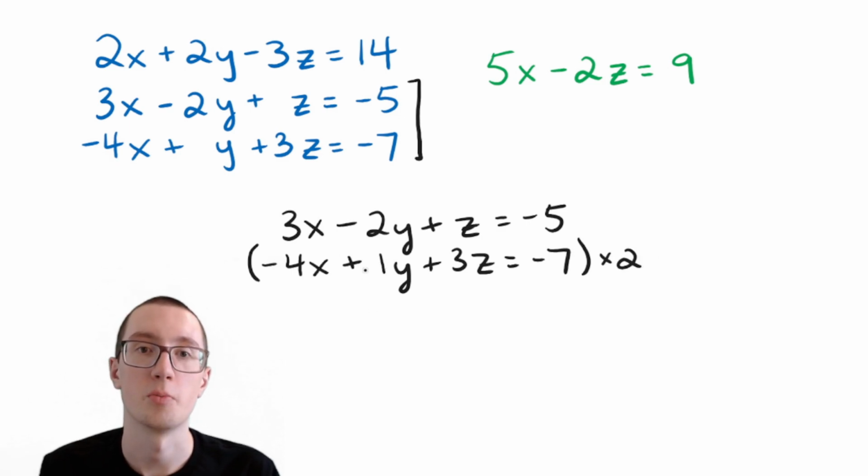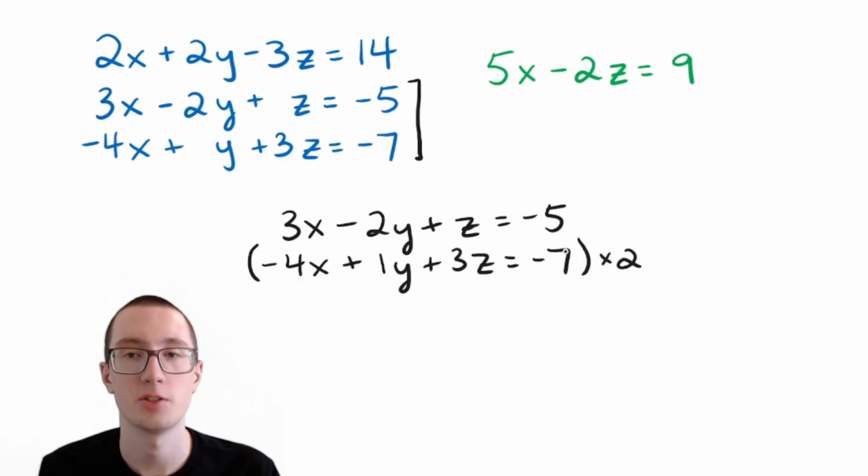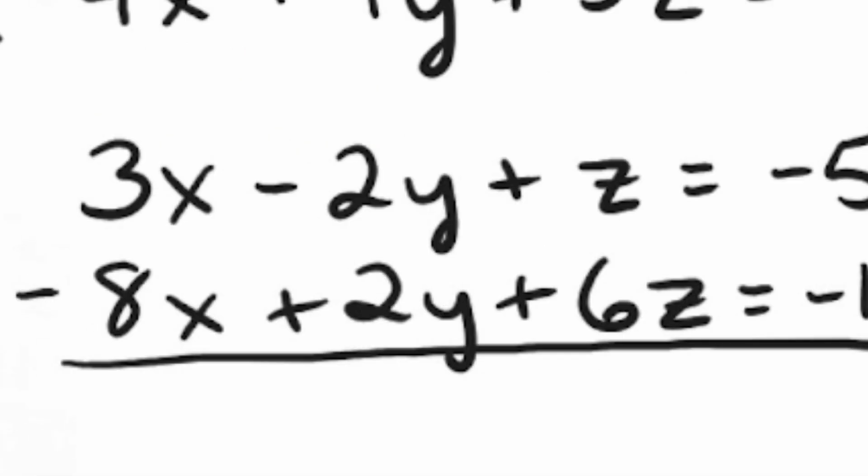That will make this a 2, but we have to do it to every other part too, so that the equation stays true. So let's go ahead and rewrite these equations, but with our new multiplication. So there we go. Now if we add these two equations together, these y's will cancel out, just like before. So let's go ahead and add them together.